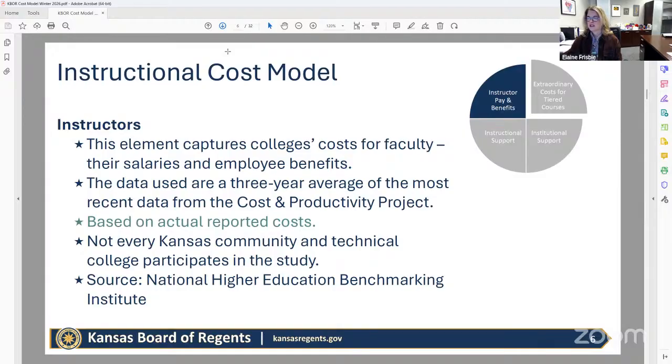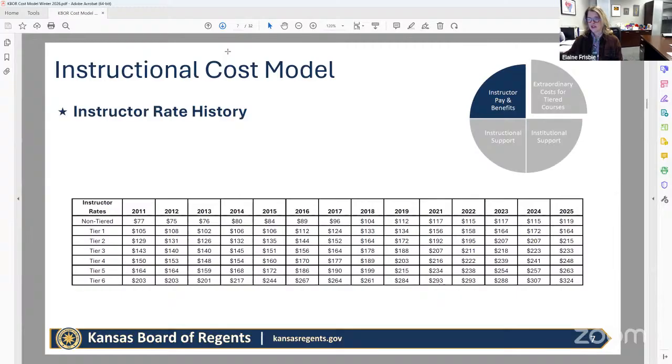It is based on actual reported costs. It is a national study, and not every one of our Kansas institutions participates in the study, but a few did last year. And then we've got the array of the different rates for instructors.